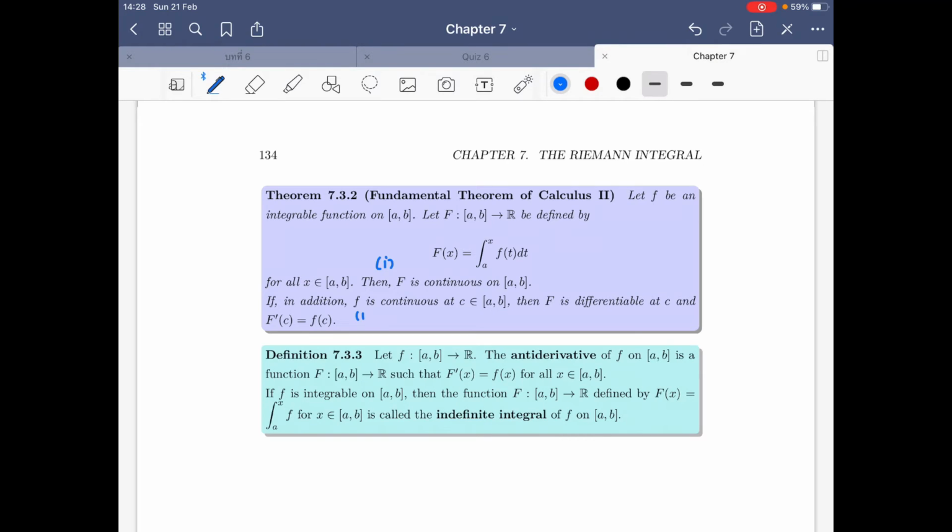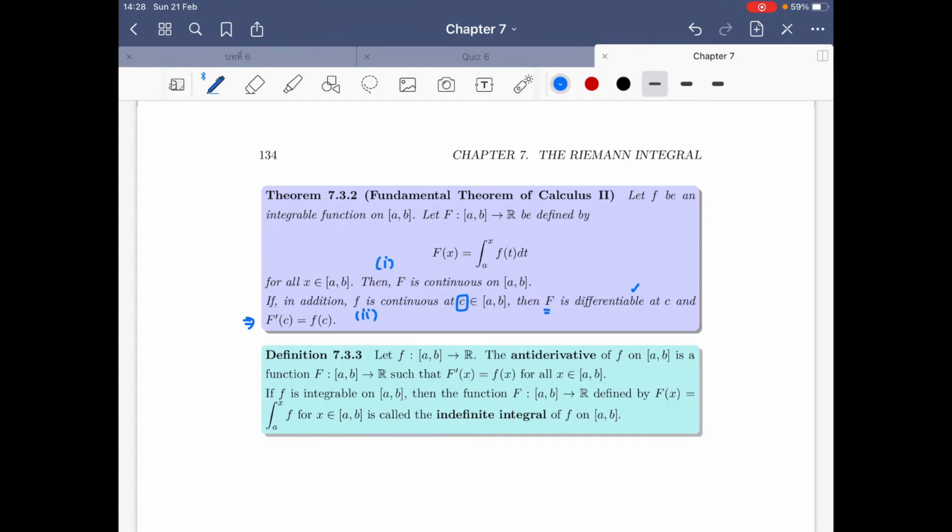And the second assertion is that if your small f is also continuous at a particular point c inside this closed interval, your capital F is also differentiable at this point c, and the derivative of capital F at this point c is equal to the function value of small f at this point c as well.